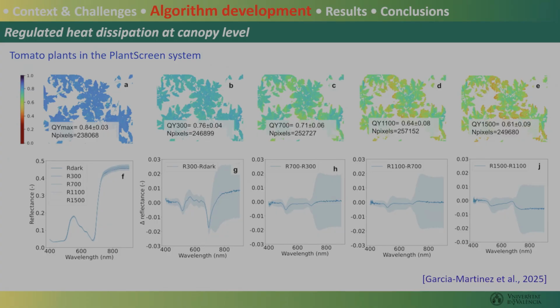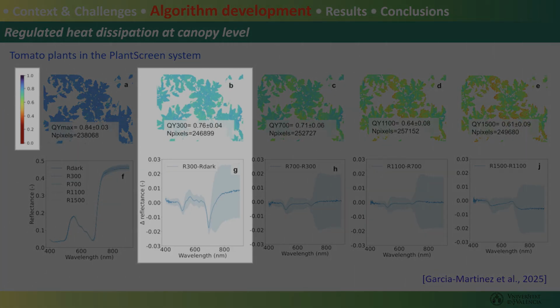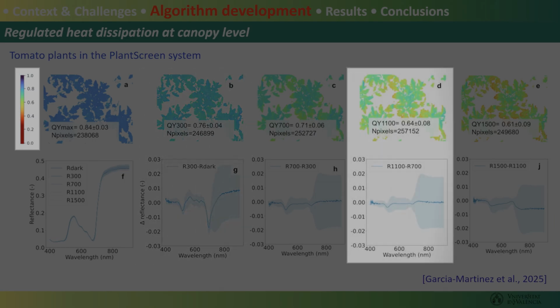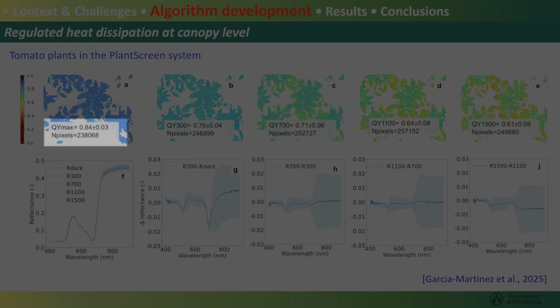This is what healthy plants would do on a daily basis when there's a bit of light coming. Here the first step would be around 300 PAR, and at the last step we have quantum yield at 1100 PAR. We have a decrease in the quantum yield from 0.84 in darkness to 0.64 at full illumination conditions.